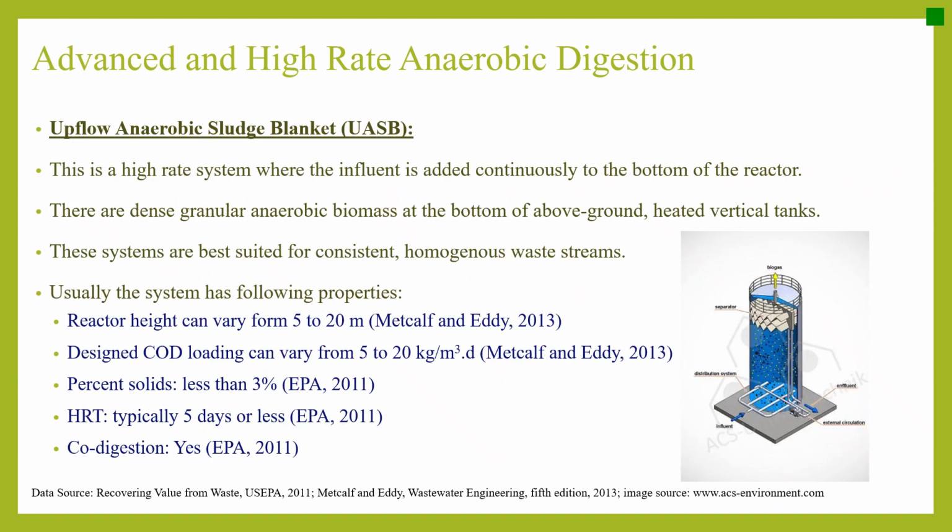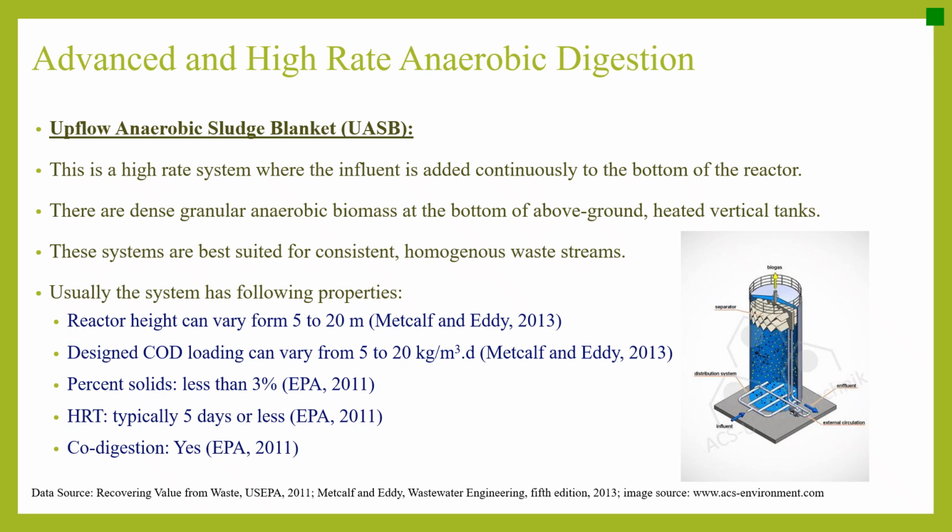Let's move to advanced and high rate anaerobic digestion. Let's start with upflow anaerobic sludge blanket, UASB. This is a high rate system where the influent is added continuously to the bottom of the reactor. There is dense granular anaerobic biomass at the bottom of above ground heated vertical tanks.